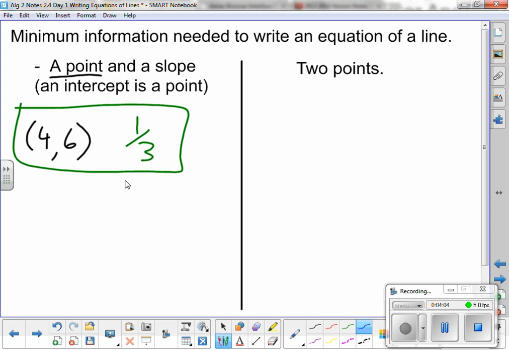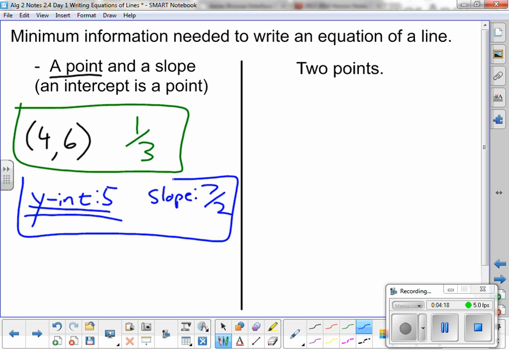Or they might give you the y-intercept. They might say the y-intercept is 5, and then they'll tell you the slope is 7/2. But remember, this is just the point still. So you still have your point and a slope, and that is actually enough information for you to get your line. Two points basically means that they'll give you something where you can find this information, where you'll have two points to work with.